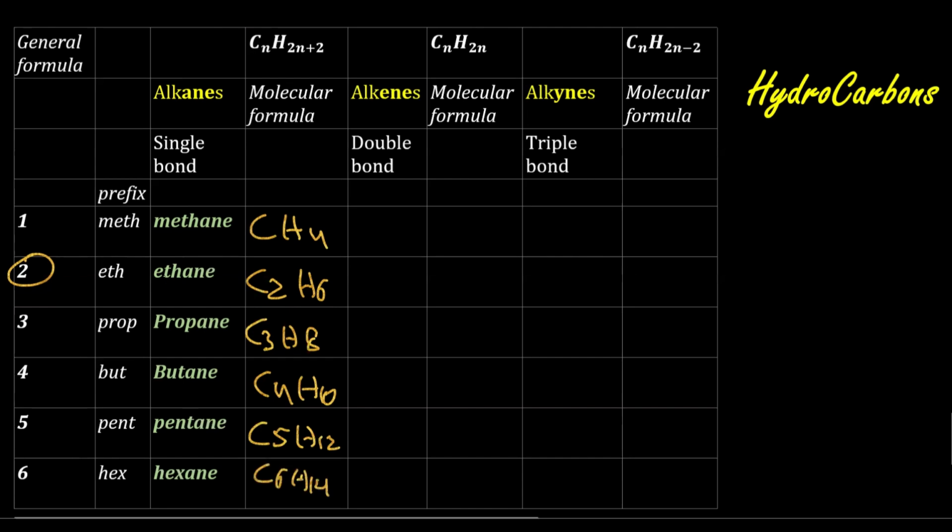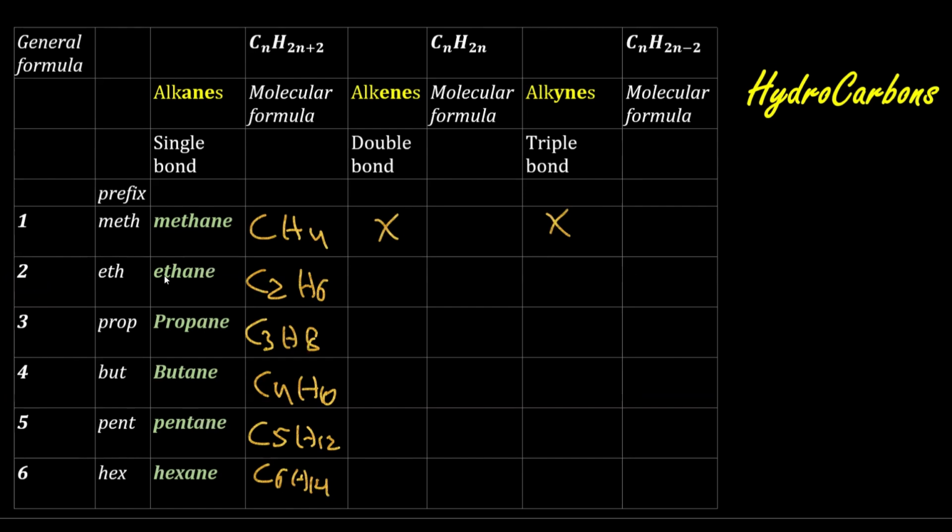Now, the same way, we can form the other molecules. For alkenes, you should remember that in this case, the suffix will be ene. First of all, we should know that its first member will start with two carbon atoms. The one-carbon member does not exist.